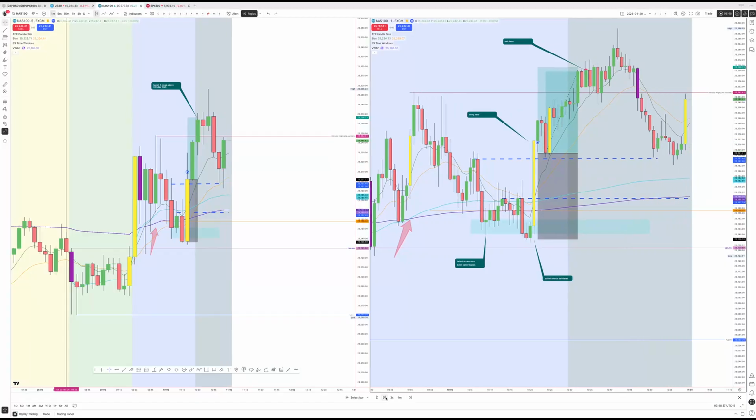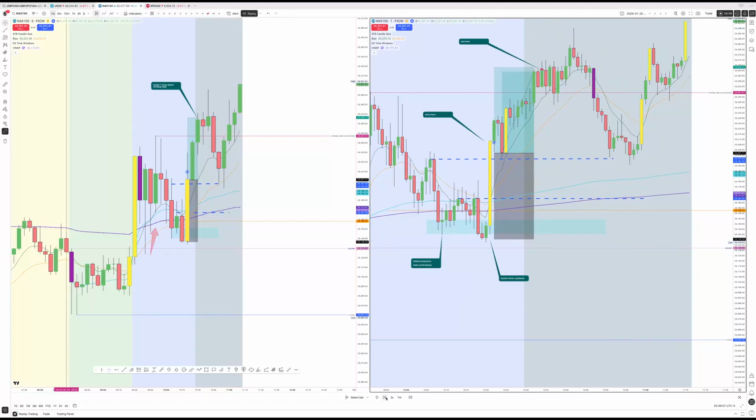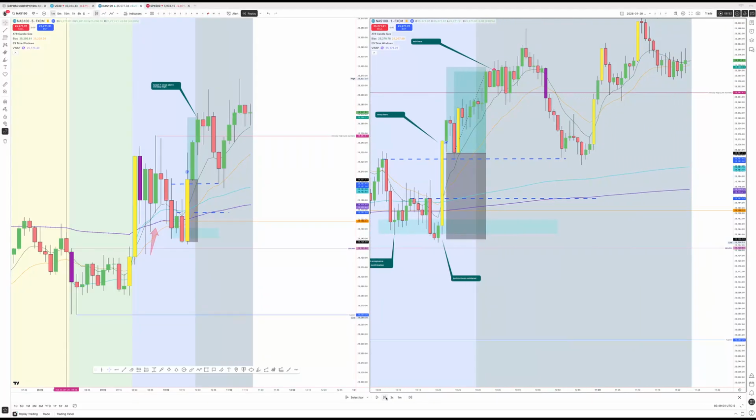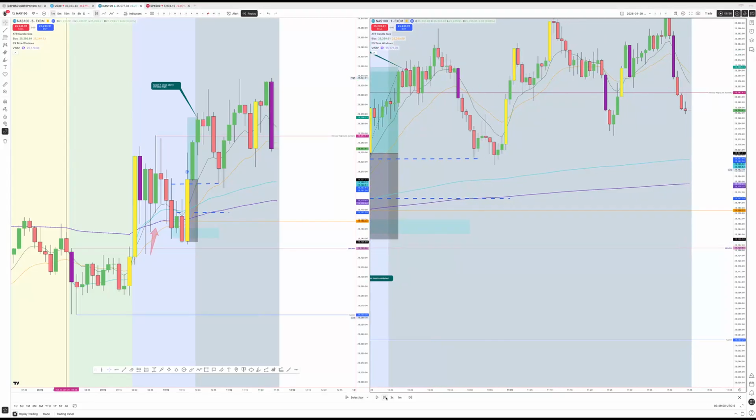Even though it was a rotation, right? We're not trading that. It's just noise. So we see what it did for the rest of the session. 12 o'clock, barely breaking above that.